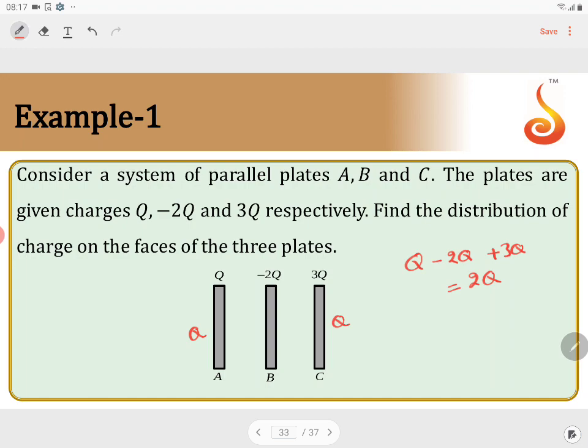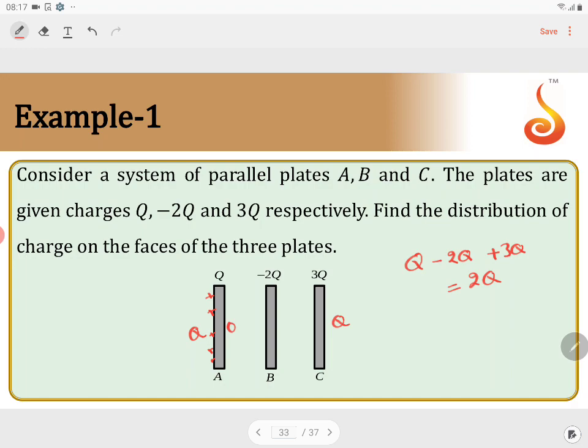Now, this surface has got positive charge Q. But what was the total charge given to the plate? Total charge means for both the surfaces, what is the total charge given? Q. So that Q has gone already here. So what should be the charge here? 0. On this surface, the charge should be 0.